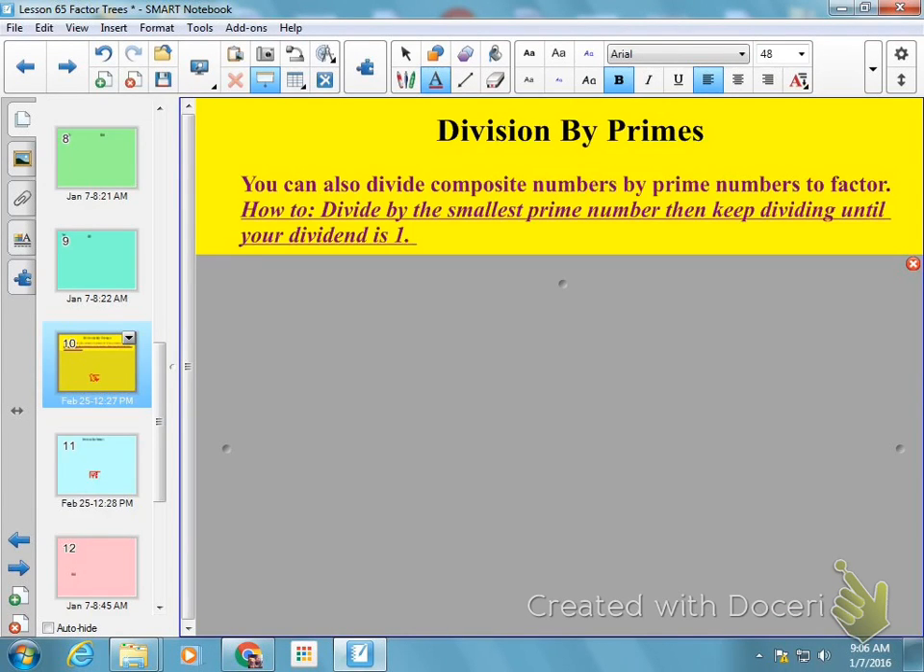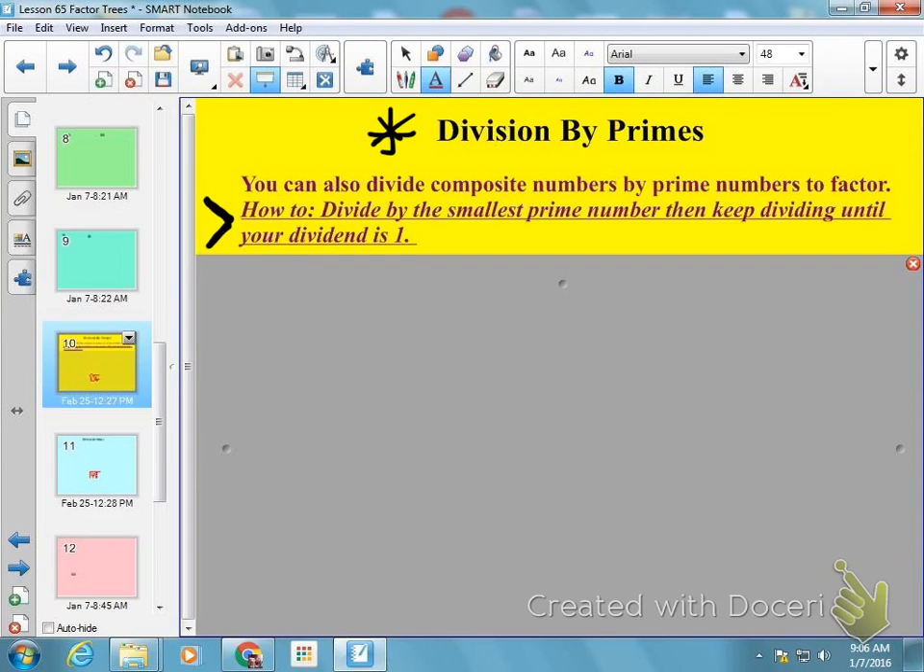I'm going to teach you another way to write prime factorization: using division of primes. You can divide composite numbers by prime numbers to factor. Make sure you make this note in your notes about how to do division of primes, and for sure write "division of primes."